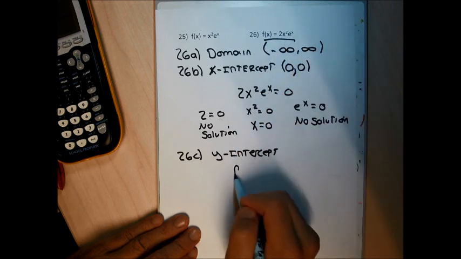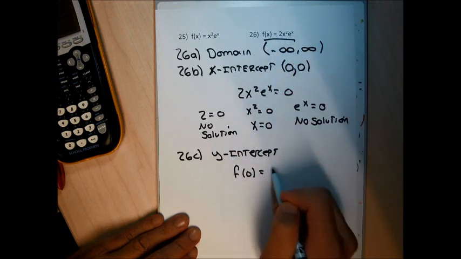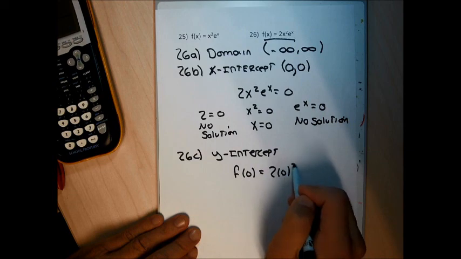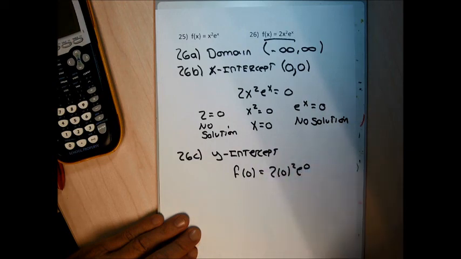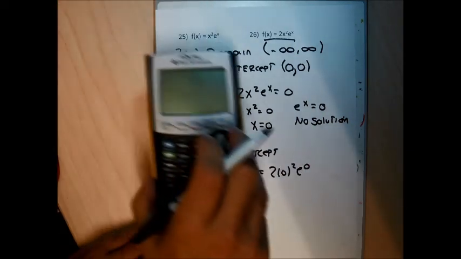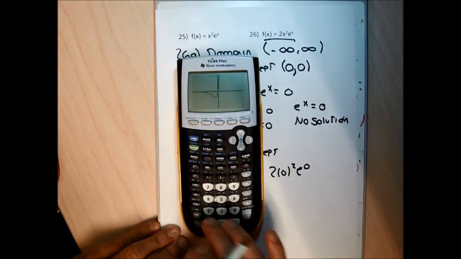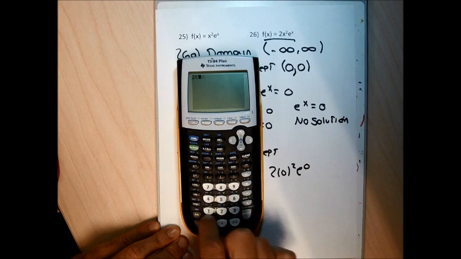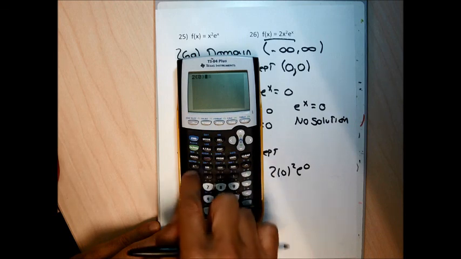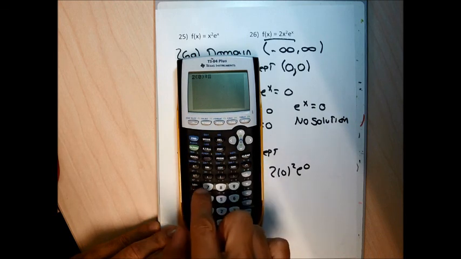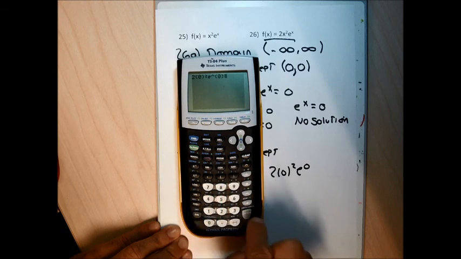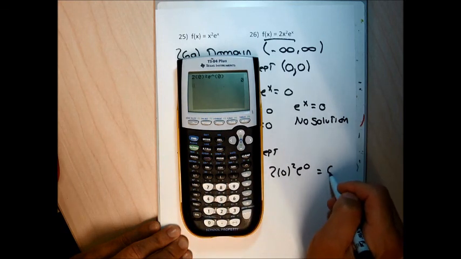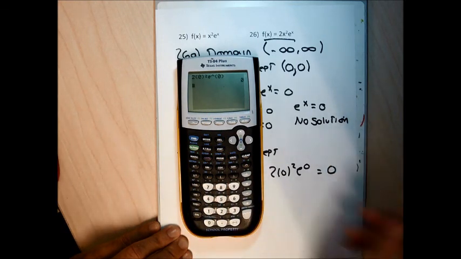So I'm going to go f of 0 equals 2 times 0 squared times e to the 0. I know that is 0, I can do it in my head. If you're not comfortable doing that in your head, you can go to the main screen of your calculator, go 2 parentheses, 0 squared, and then second ln e to the 0. And it's going to give you 0 for the y part of the y-intercept.